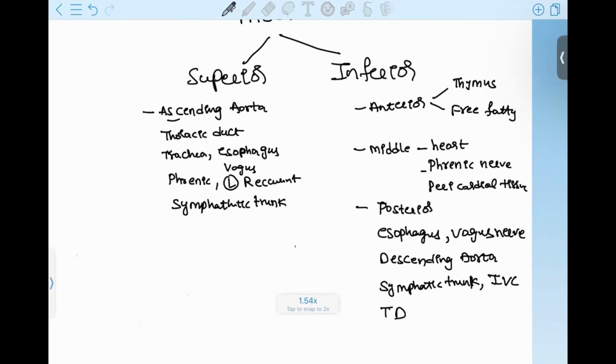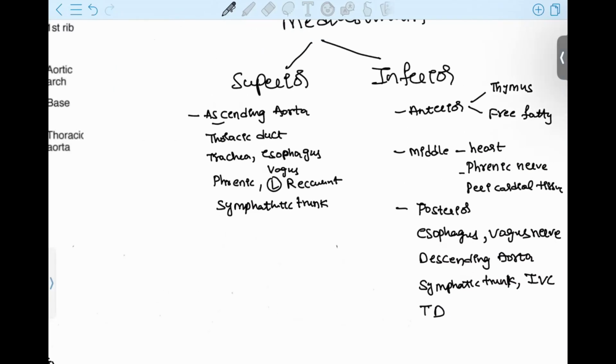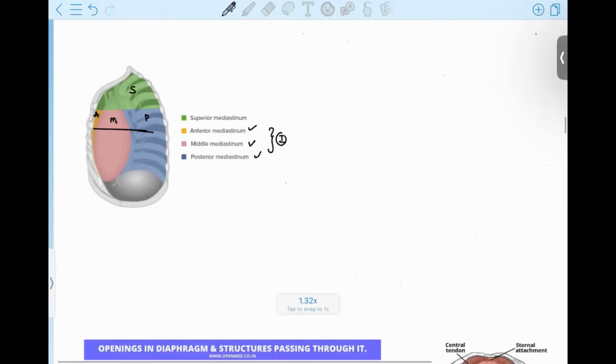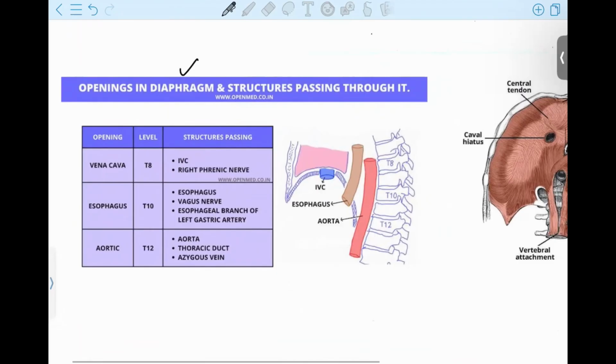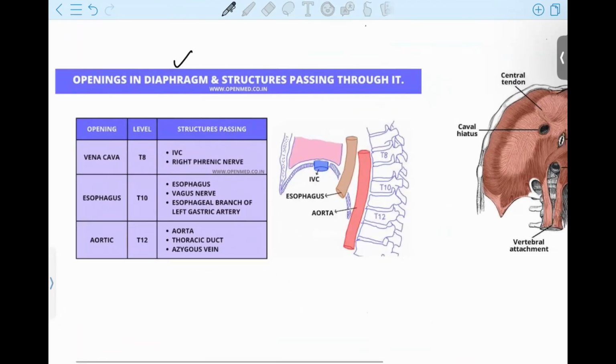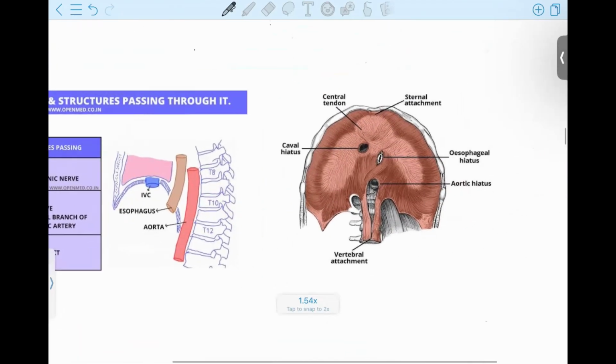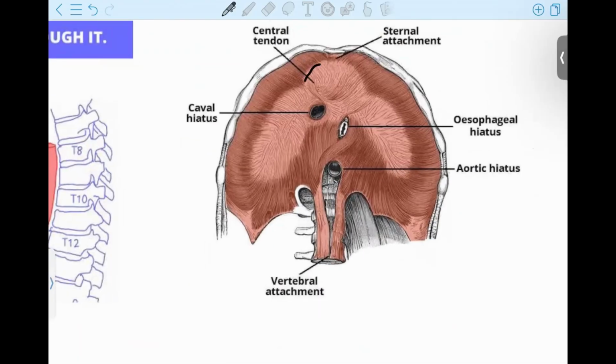So these contents and their passing through the mediastinum are very, very important. Next, moving on to the openings of the diaphragm and the structures passing through them. It is subdivided into 3 levels. Here you can see this is the central tendon, and this is your esophageal hiatus, and this is your caval hiatus and also the aortic hiatus. So where are these levels?